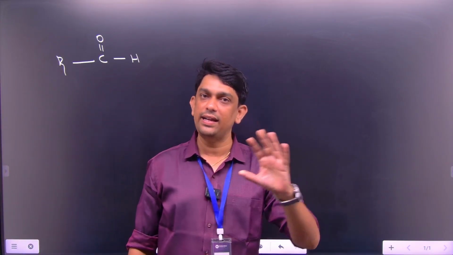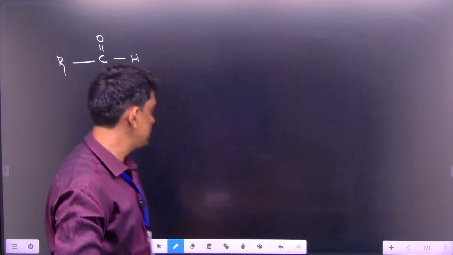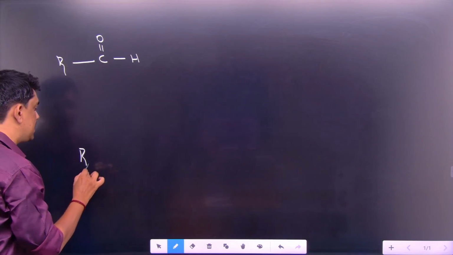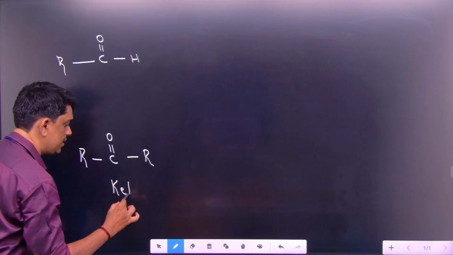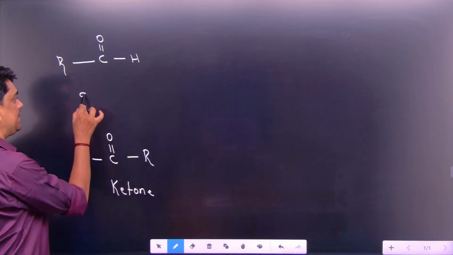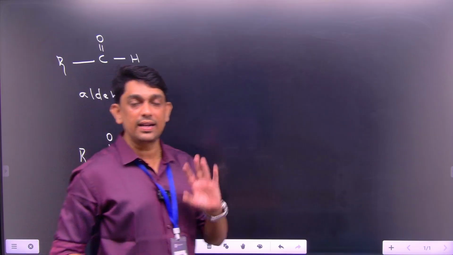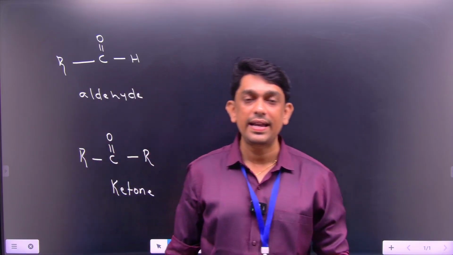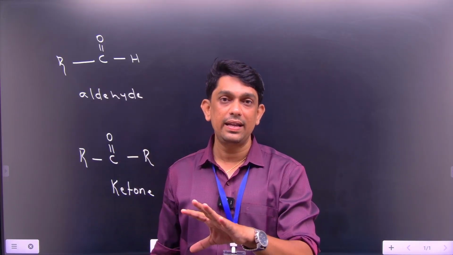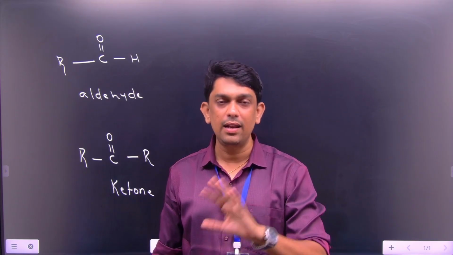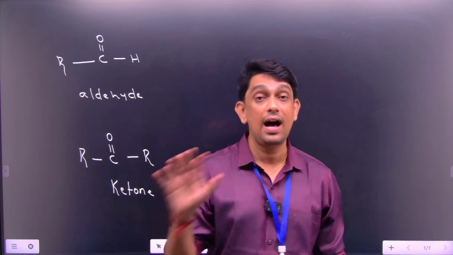So aldehydes and ketones are referred to as what compounds? Carbonyl compounds. Okay, let me also write the general formula of a ketone here. So this is ketone and it is aldehyde. Now, the reaction of carbonyl compound with the Grignard reagent. I know Grignard reagent is an organometallic compound, and exactly it is an alkyl or aryl magnesium halide. The general formula we write for Grignard reagent is RMgX.